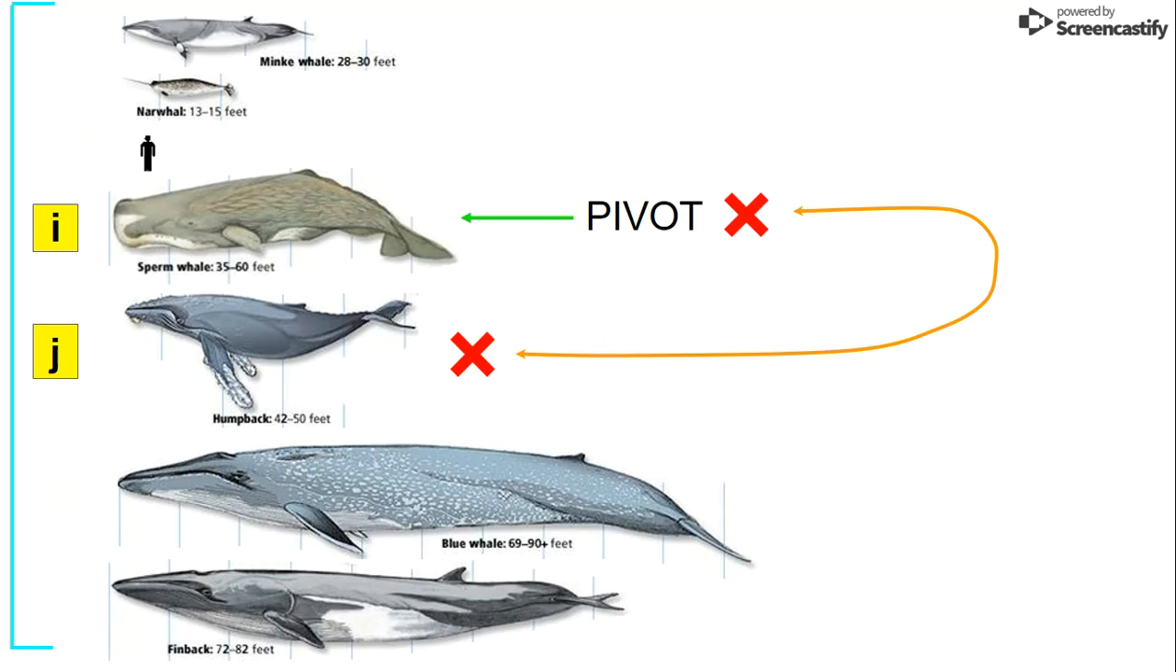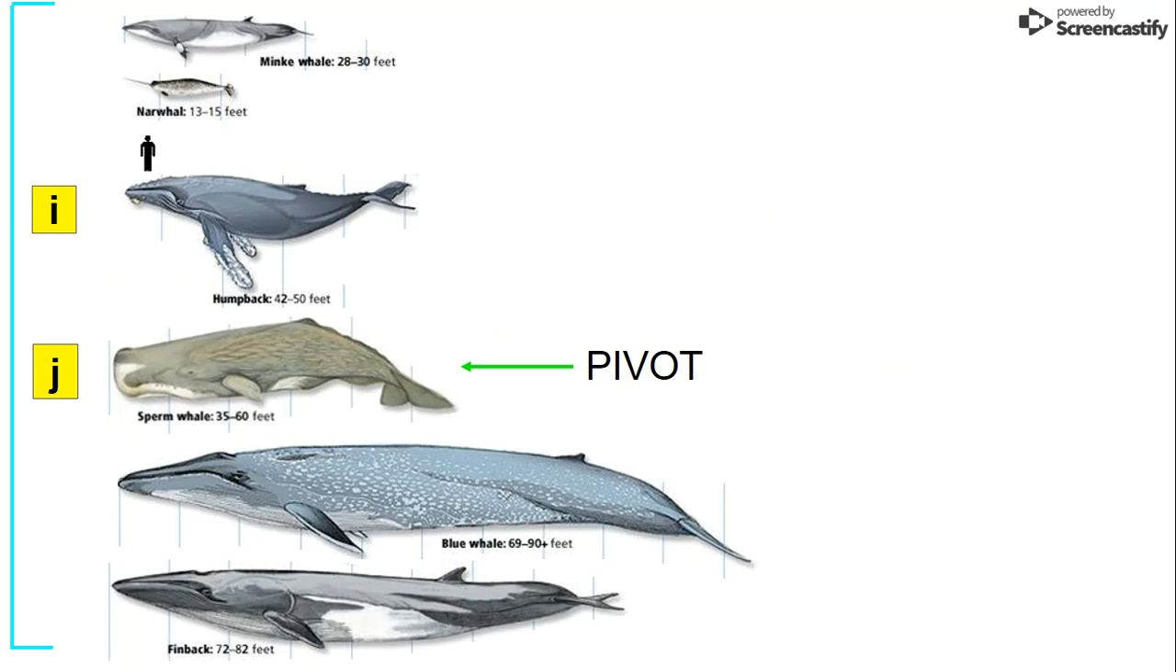So now I is pointing to the sperm whale and J is pointing to the humpback. But the sperm whale is not smaller than the pivot, technically, because a sperm whale cannot be smaller than itself. And the humpback is not larger than the sperm whale. So we can't increment I and we can't decrement J. So what do we do? We swap I and J. So now we have swapped I and J.